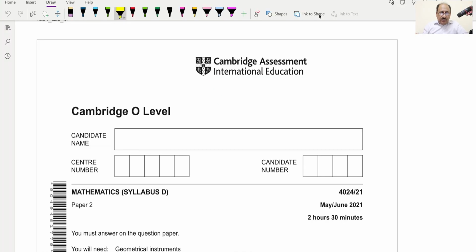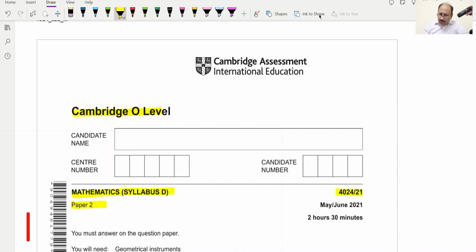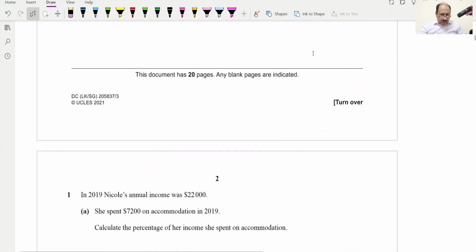Hello everyone, today we'll be going through Cambridge O-Level Mathematics Syllabus D Paper 2, 4024/21, May/June 2021. Let us move to question number 1.